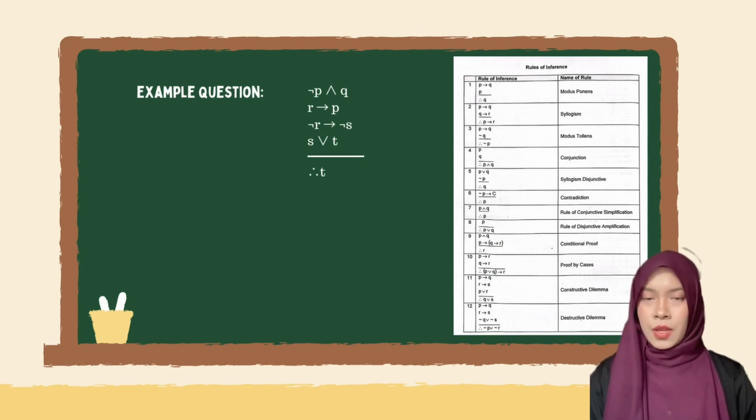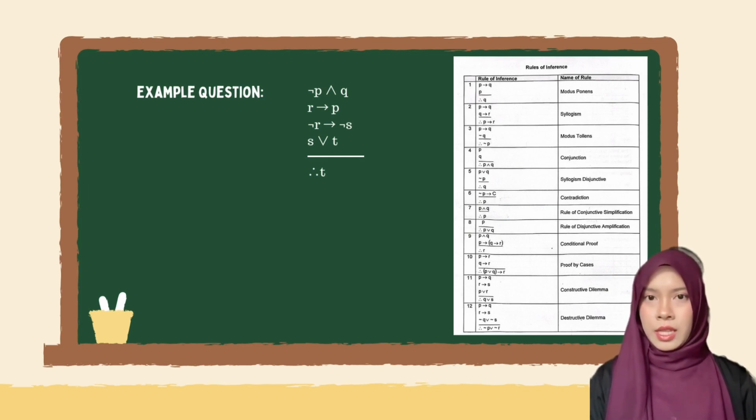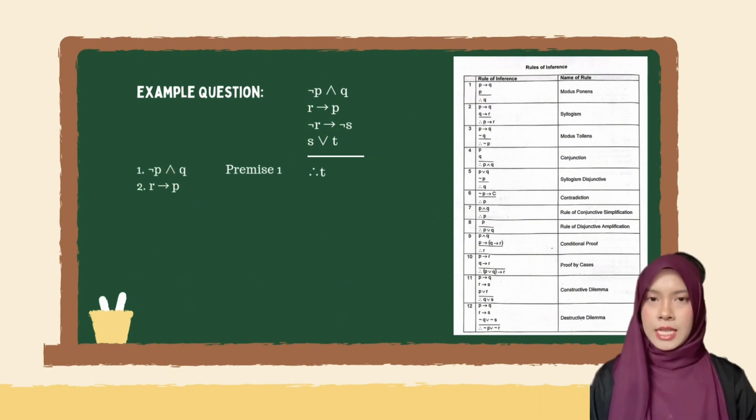For this question, we are given 4 premises. First, not P and Q. Second, if R, then P. Third, if not R, then not S. Fourth, S or T. And our goal is to prove T. So let's see how to solve this question step by step. Firstly, we assign all the given premises as premise 1 until premise 4.